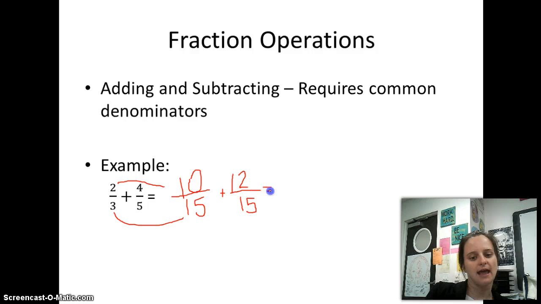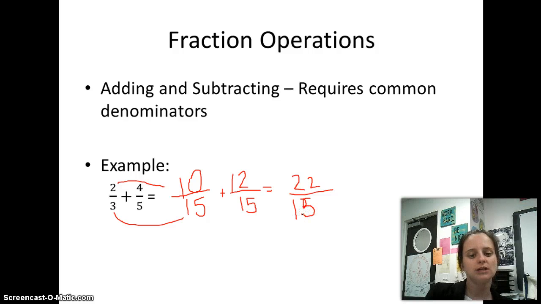And now I'm ready to add my numerator. So 10 plus 12 is going to give me 22 over 15 plus 15. Anyone say 30? It's not 30. Be careful. I'll try to catch you. It is 15. Oops, sorry. Started to write 30. Because remember that your common denominator is going to stay the same.